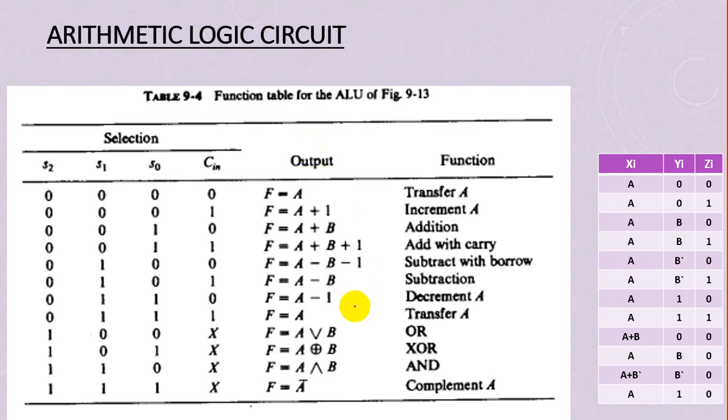This is the output we need. Let's summarize from the previous table. This is your selection mode, selection pins S0, S1, and carry in. And this is the operation we need. Just summarize from the previous table. This is the operation we need.